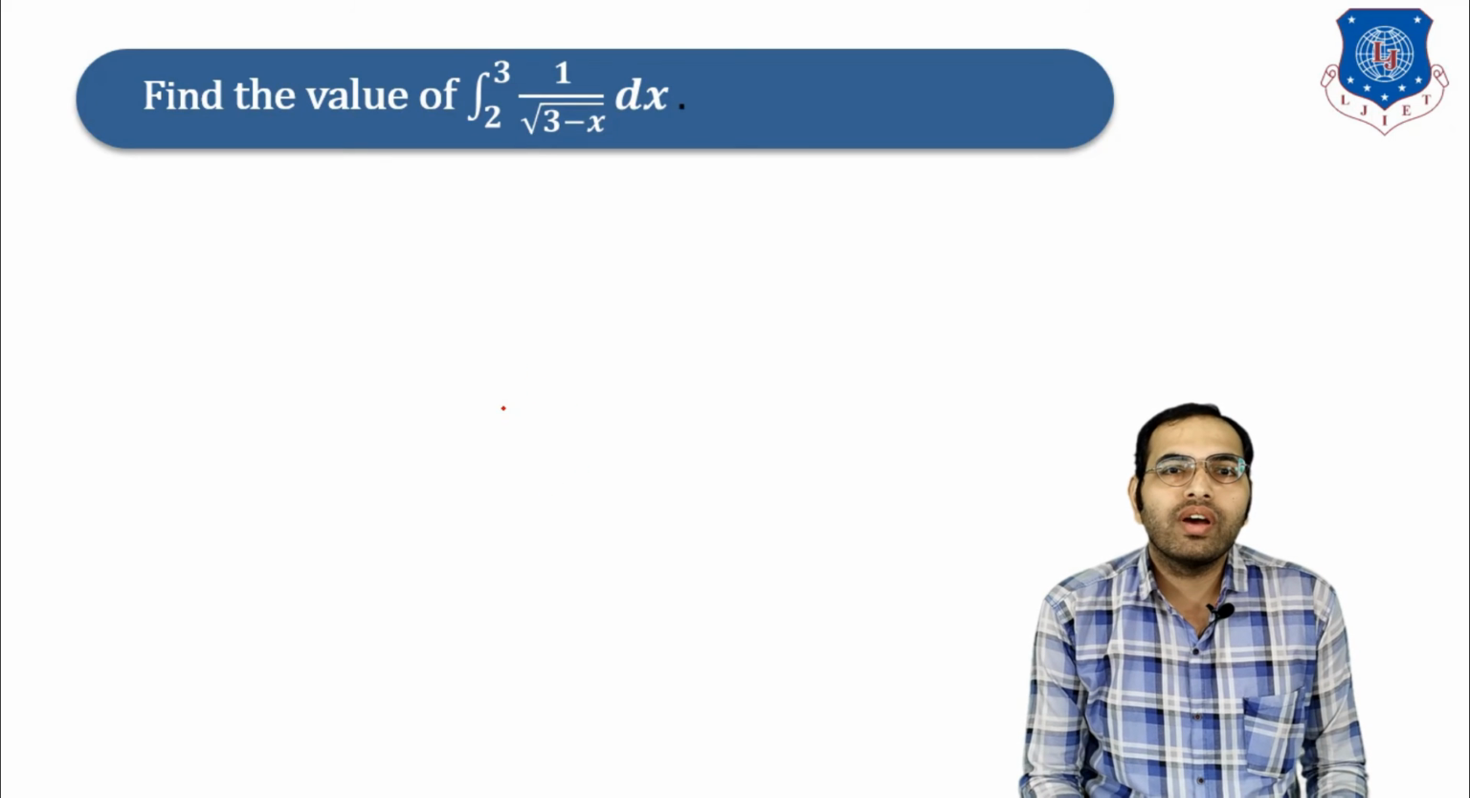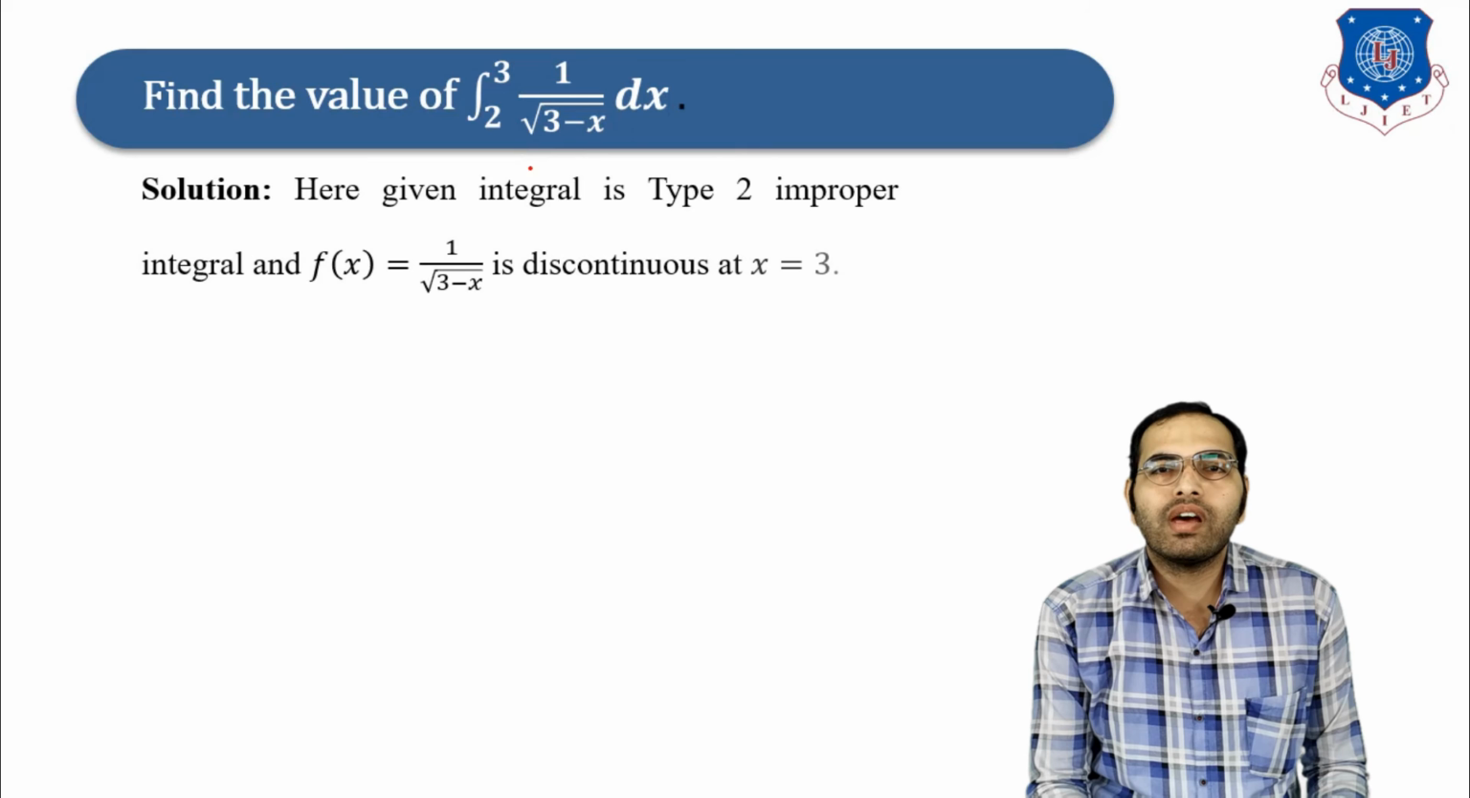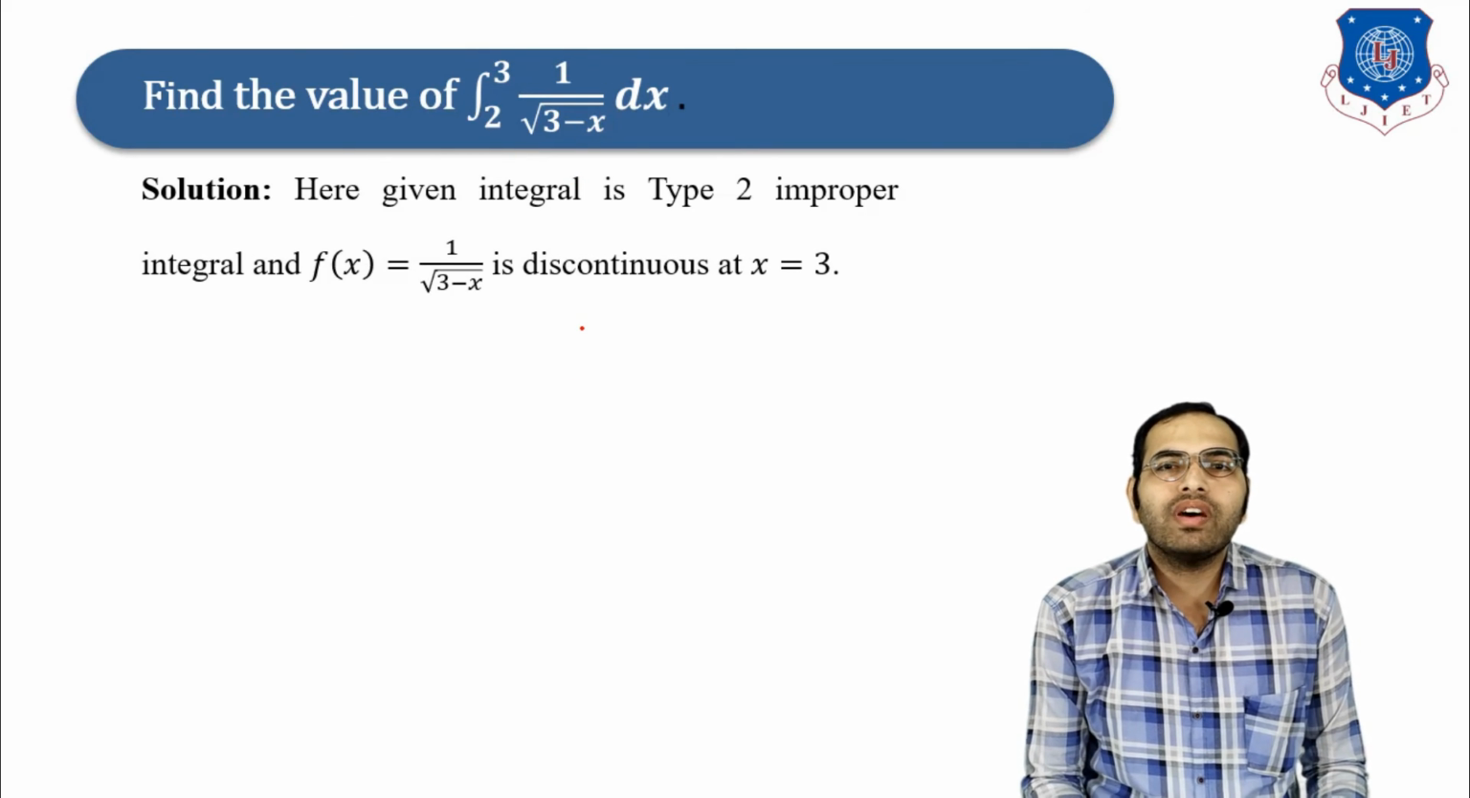Find the value of integral 2 to 3 of 1 upon square root of 3 minus x dx. Here, whenever we substitute the lower limit, our function becomes finite, but whenever we substitute the upper limit, our function becomes infinite. Then the given improper integral is of type 2, and our function is discontinuous at x equal to 3, meaning our function is unbounded at x equal to 3.